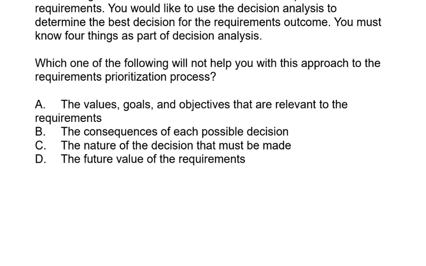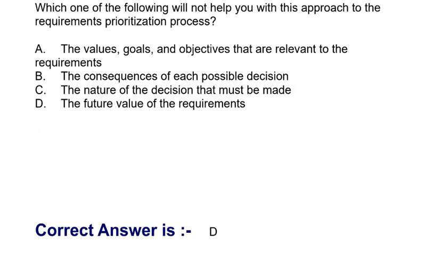Option A, the values, goals, and objectives that are relevant to the requirements. Option B, the consequences of each possible decision. Option C, the nature of the decision that must be made. Option D, the future value of the requirements. Correct answer is option D.